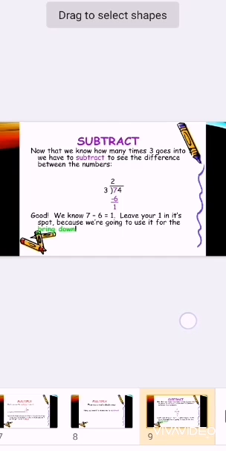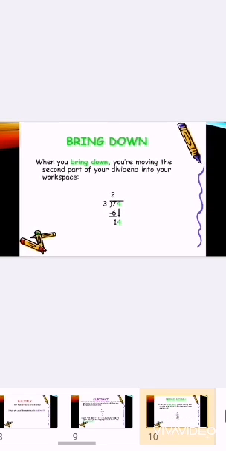Now that we know how many times 3 goes into 7, we have to subtract to see the difference between the numbers. Good, we know that 7 subtract 6 is 1. Leave your 1 in its spot because we are going to use it for the bring down process. When you bring down, you are moving the second part of your dividend into your workspace.